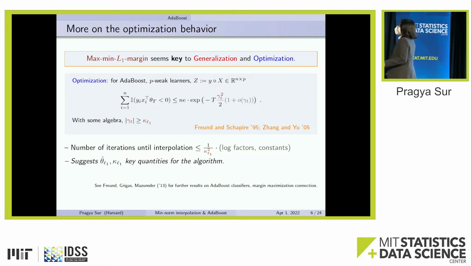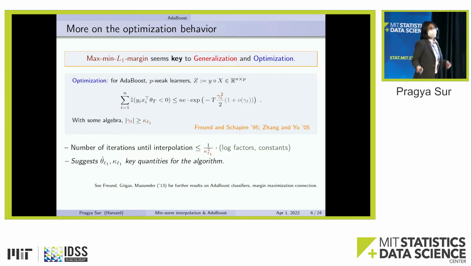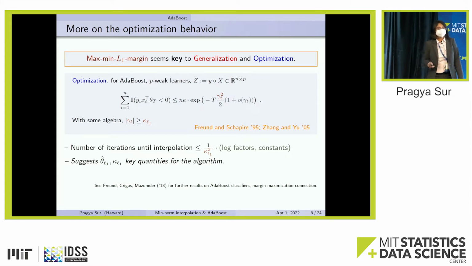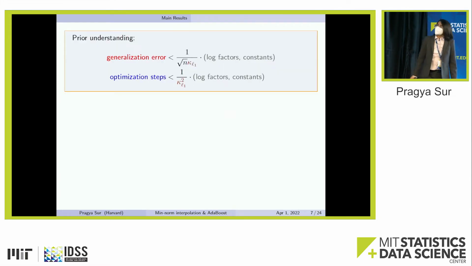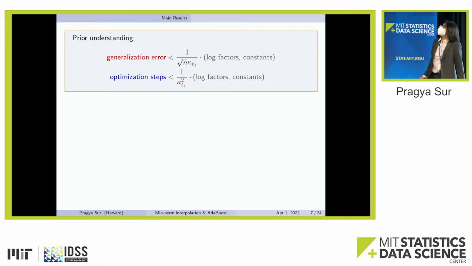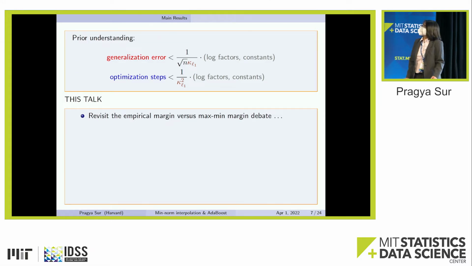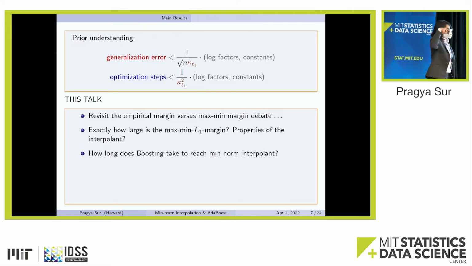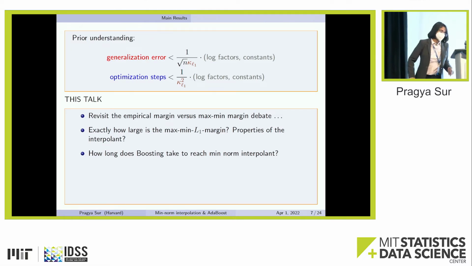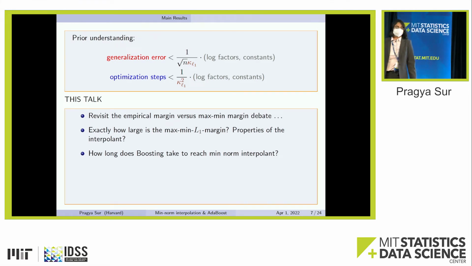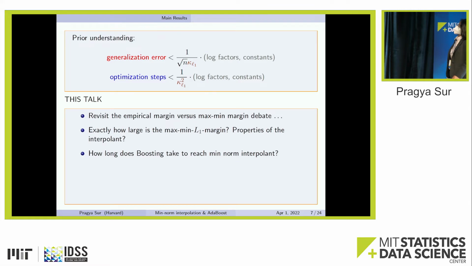Fine. So what all this tells us is that the min-norm interpolant and the max margin are very crucial for understanding AdaBoost. And so that will be our goal today. This is some of the prior work. What we're going to do today is revisit the empirical margin versus max-min margin debate. Then we are going to take a tour into understanding the max-min margins and interpolants better. To do that, we'll ask questions of the form: exactly how large is the margin? What are the properties of the interpolant?